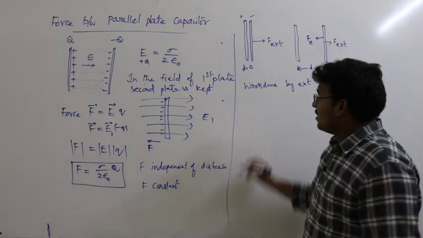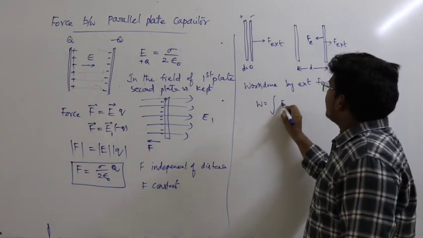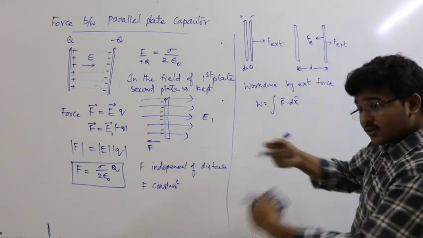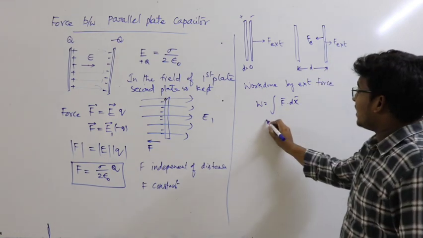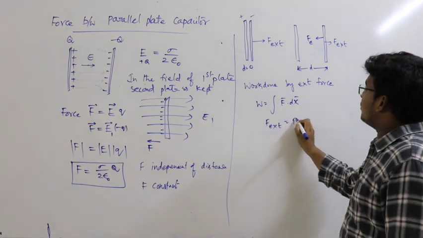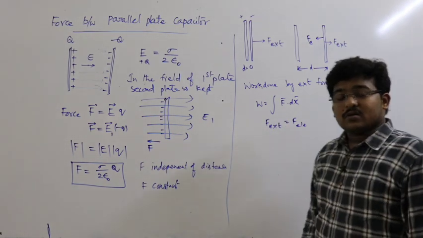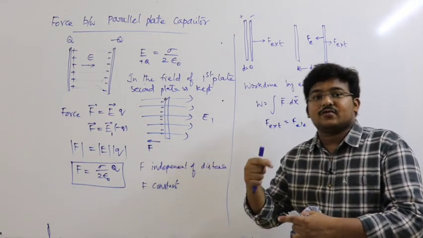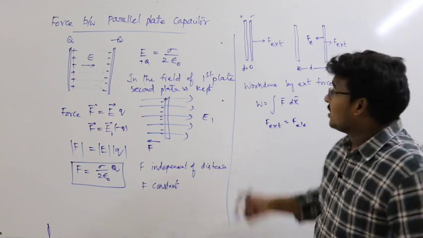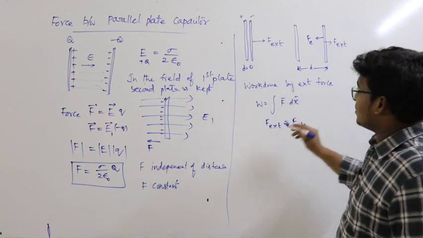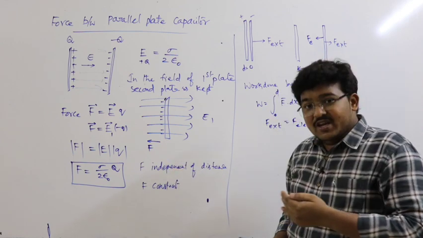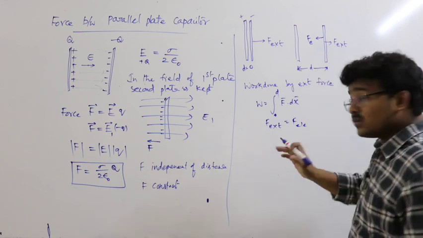Generally, what is the work formula? W is equal to the integration of F bar dot dx bar, right. Now here, what is the force we applied? The external force, which is equal to the electric force, because we are moving very slowly. And from where to where? Initial distance is 0, final distance is d. So we applied the force so that the plates have been moved to a distance of d. Now some work is done.